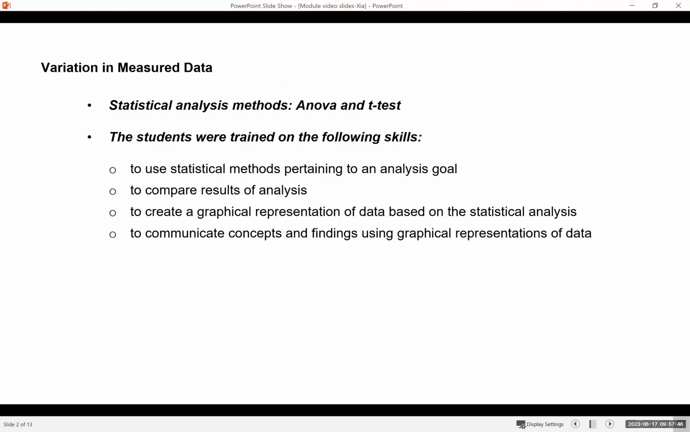So for this particular module, we focus on ANOVA tests and t-tests. Students were trained on the following skills: to use statistical method pertaining to an analysis goal, to compare results of analysis, to create a graphical representation of data based on statistical analysis, and to communicate concepts and findings using graphical representation of data.